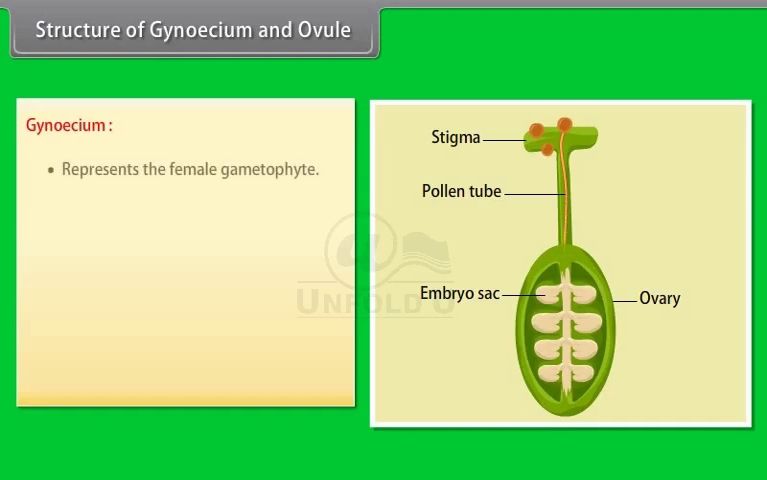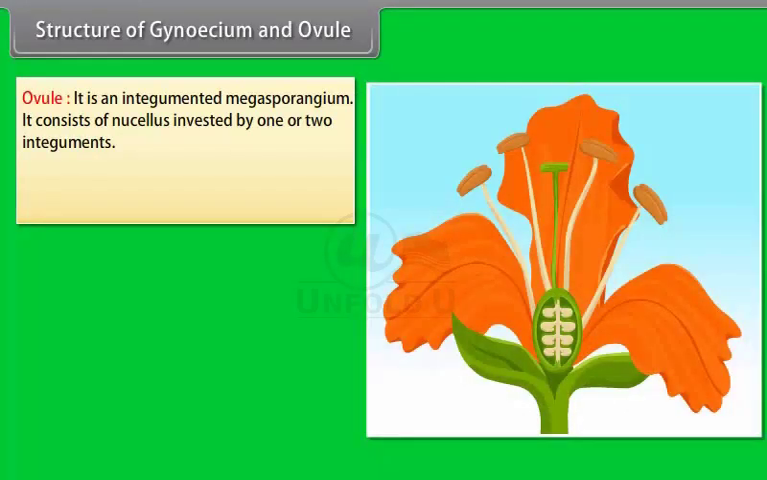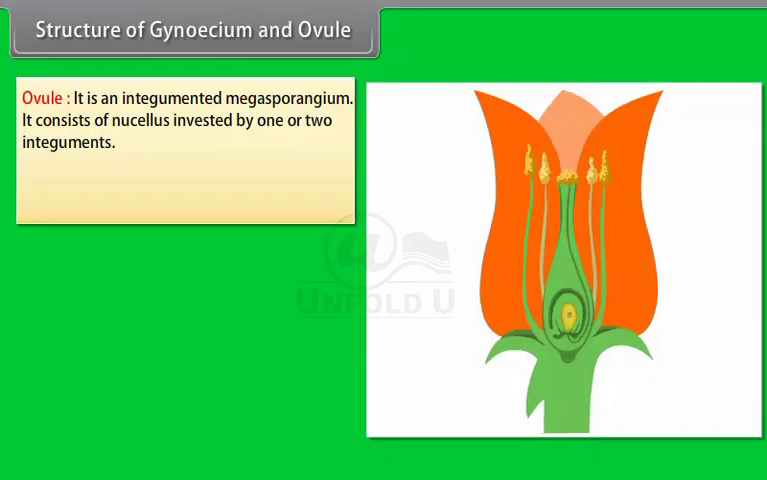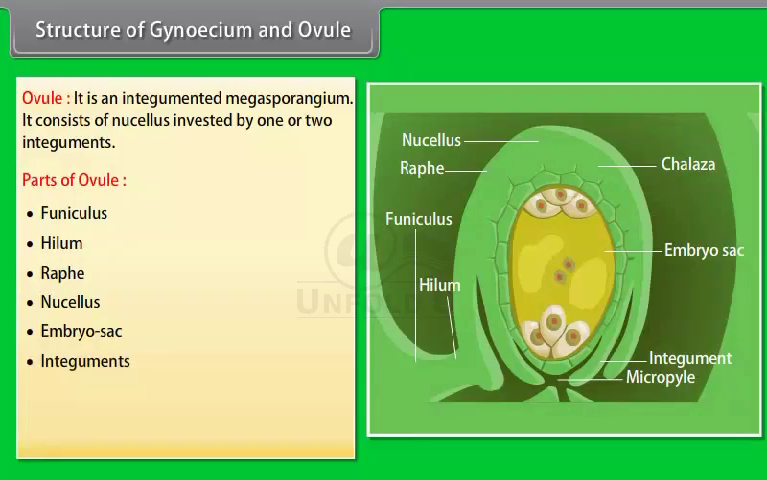Structure of gynoecium and ovule. Gynoecium represents the female reproductive part. It has three parts: stigma, style, ovary. It contains an ovarian cavity that bears placenta. Megasporangia or ovules arise from placenta. Ovule is an integumented megasporangium. It consists of nucellus invested by one or two integuments. Parts of ovule: funiculus, hilum, raphe, nucellus, embryo sac, integuments, micropyle, chalaza.